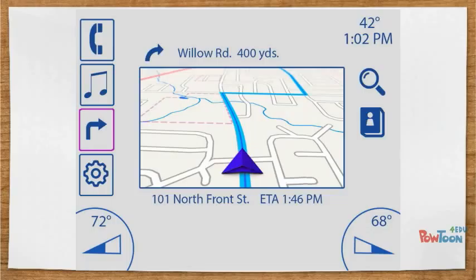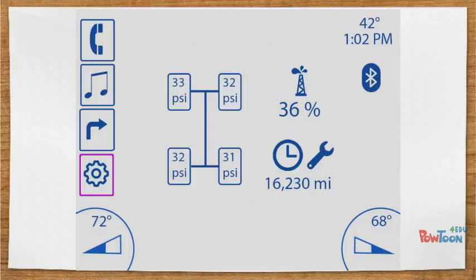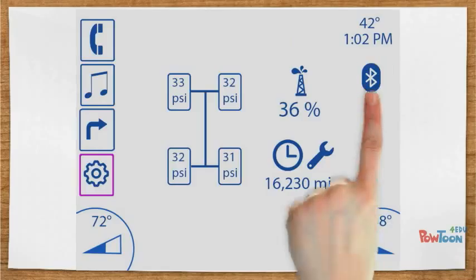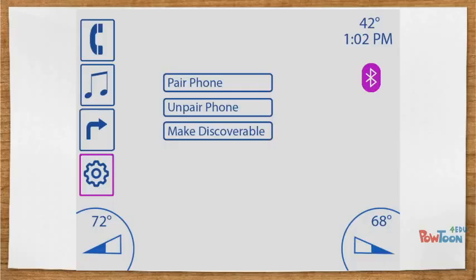The final screen of this interface is the information and settings screen. Entering this screen allows the users to quickly and easily see the vehicle's tire pressure, estimated oil life, and miles until next service. This is also where Bluetooth devices can be managed. By clicking the Bluetooth icon, the user is given options to pair or unpair a phone, or to make the vehicle discoverable to other Bluetooth devices.